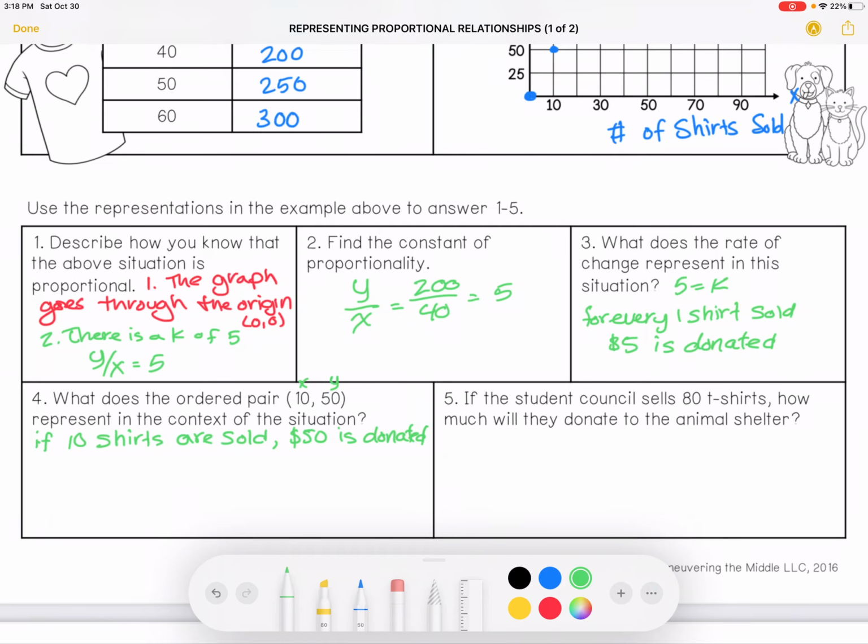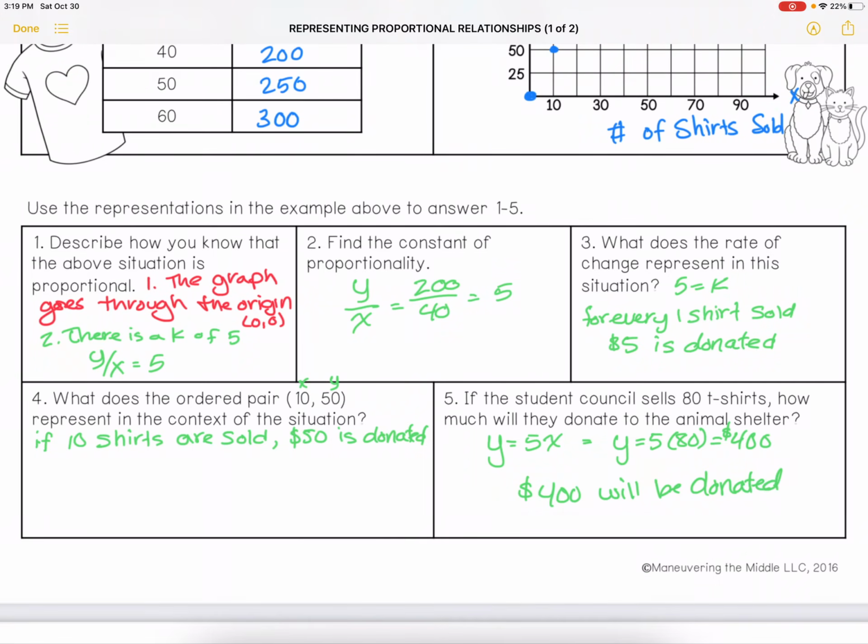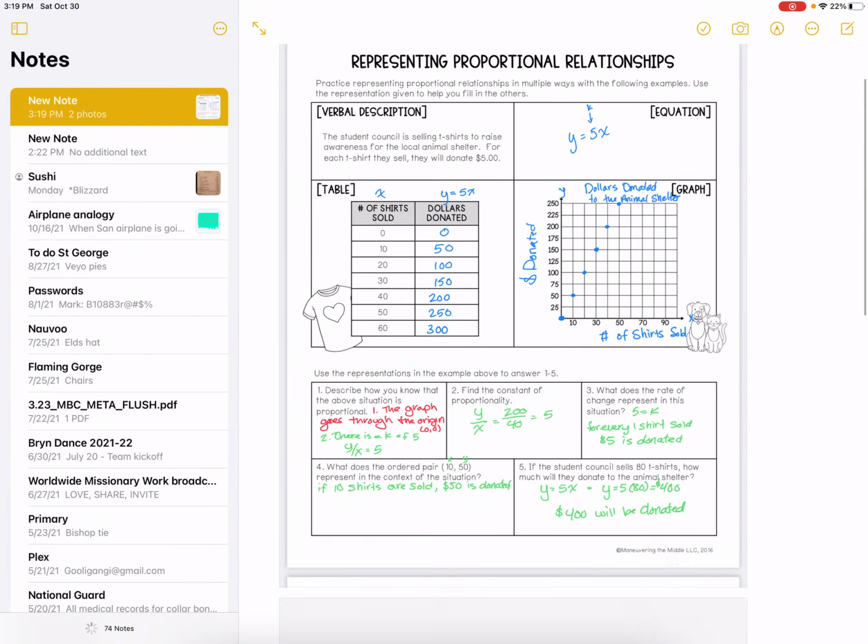Okay, if the student council sells 80 shirts, how much will they donate to the animal shelter? So we can use our equation, y equals 5x, and we can replace the number of t-shirts with 80. So we get y equals 5 times 80, which equals $400. So $400 will be donated. We need to answer the question with a sentence. Okay, let's move to the back page here.